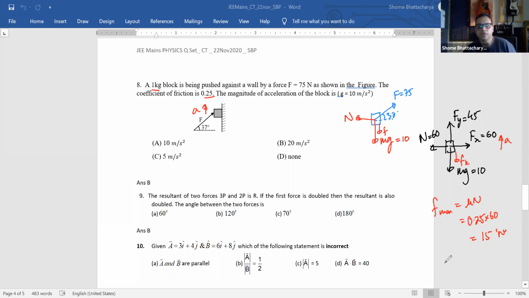Okay. And what will happen is that y component of force minus kinetic friction minus mg will equal to ma. So 45 minus 15 minus 10 will be equal to mass times acceleration. So this will give us the acceleration. So how much is the acceleration? 45 minus 25. So that's 20. So the acceleration will come out to be 20.